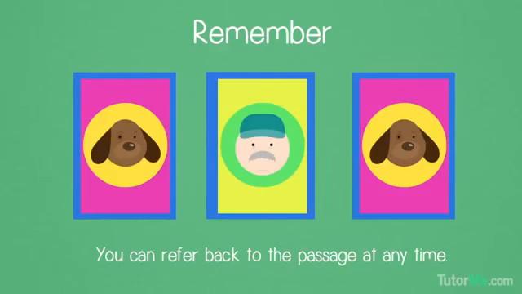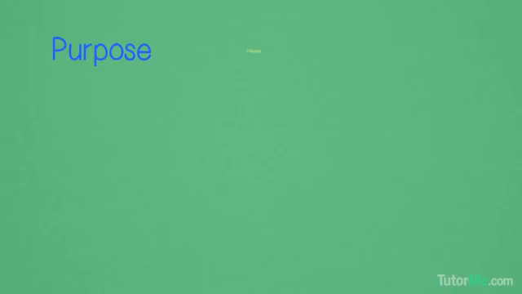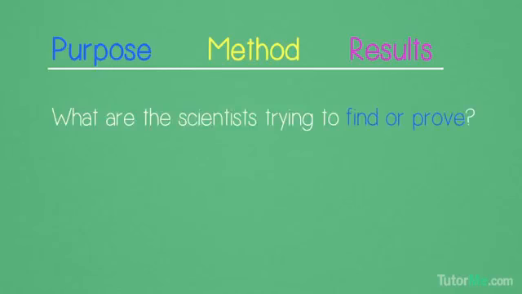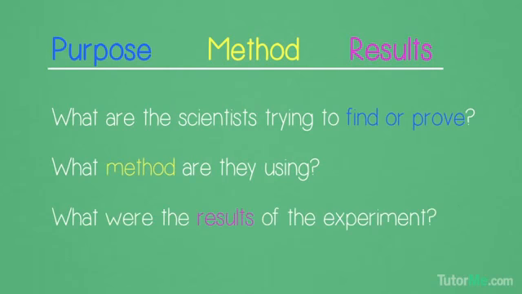Look for patterns. Identify the purpose, method, and results. These are the 3 most important parts of every question. Ask yourself, what are the scientists trying to find or prove? What method are they using to try and prove their theory? And what were the results of the experiment? Were they right or were they wrong? What did the experiment show about their theory? We'll cover all 3 of these in more detail.